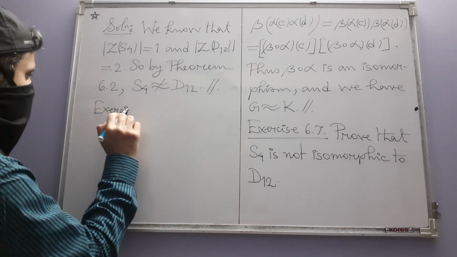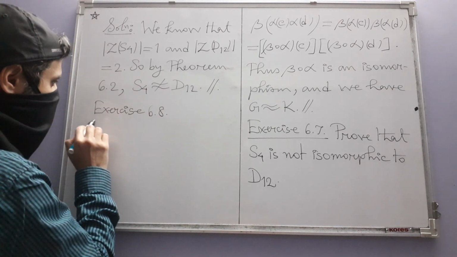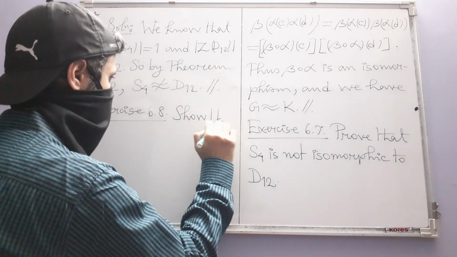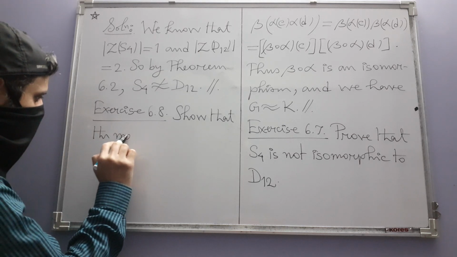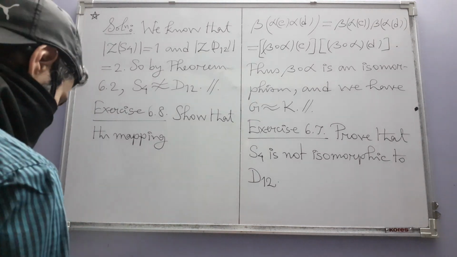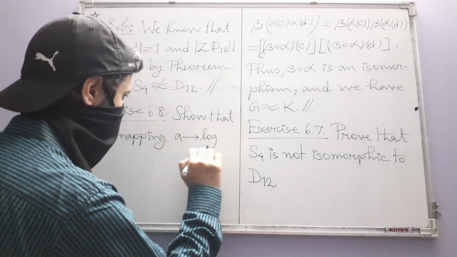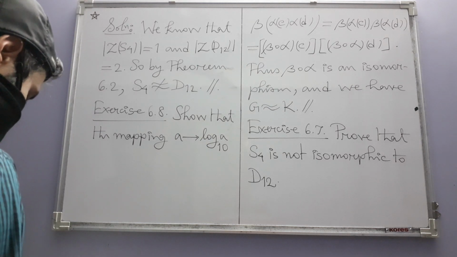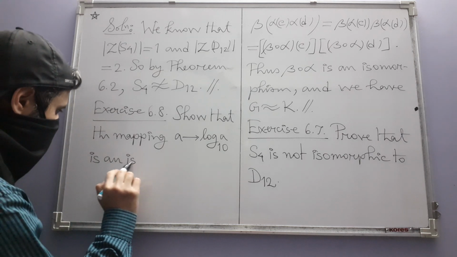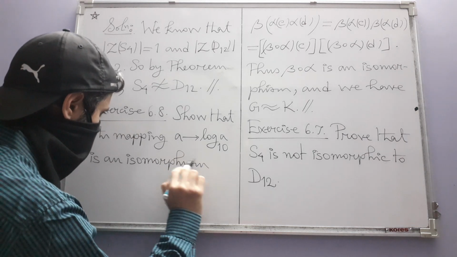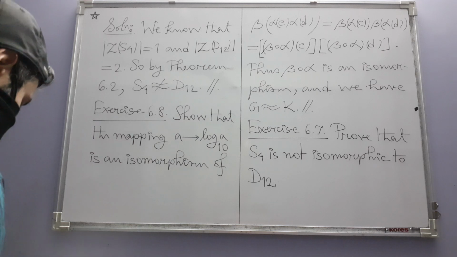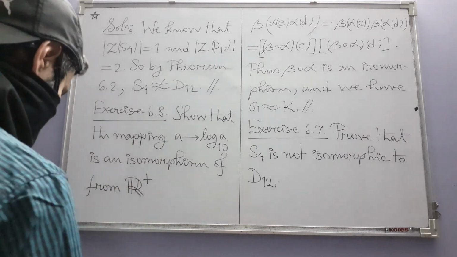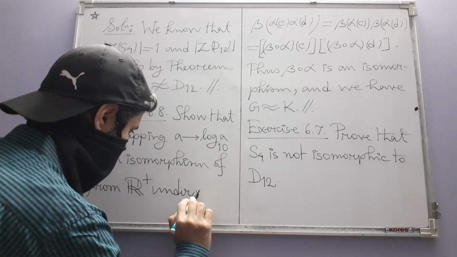Next. Show that the mapping A to log A, but with base 10, not natural logarithm, but base 10 logarithm, is an isomorphism from the set of positive real numbers, which is a group under multiplication.